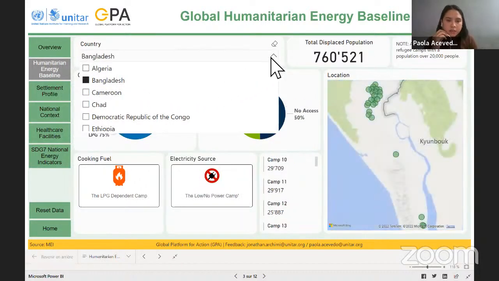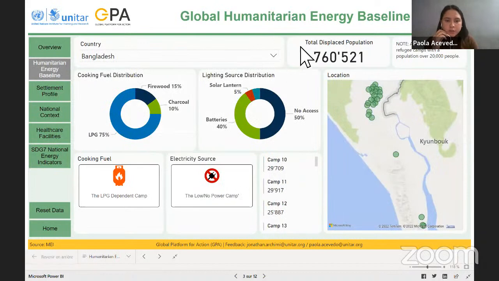So for example, here in Bangladesh, we can see the total displaced population in the country, and we can also see the displaced population by refugee camp. We have the different locations, and a cooking fuel distribution and a lighting source distribution was made with recent reports on camps and countries for each country.